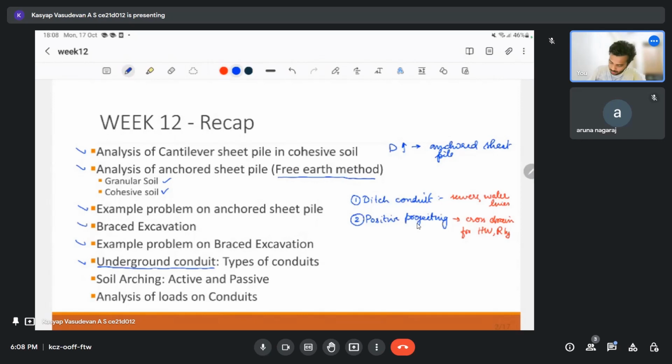The third one is, to avoid much of the lateral earth pressures on the conduits, we can also go for negative projecting conduits.